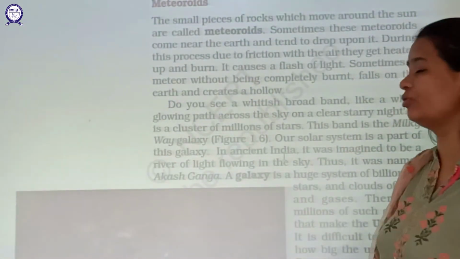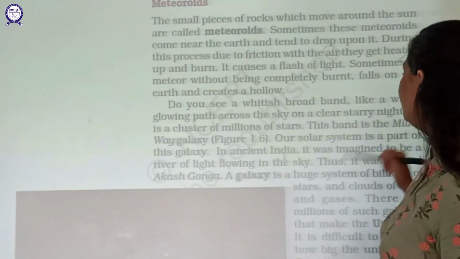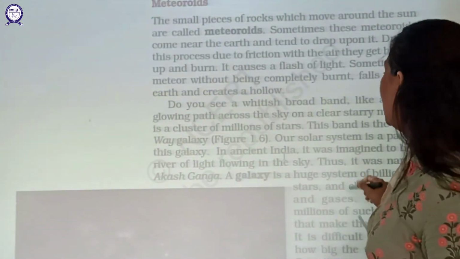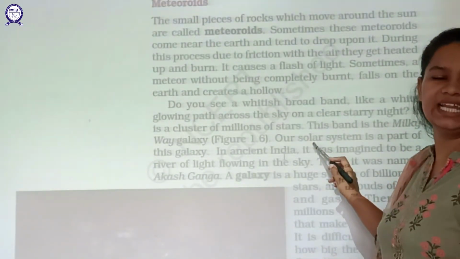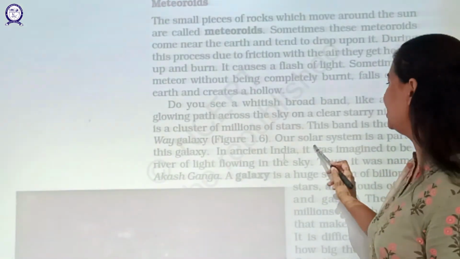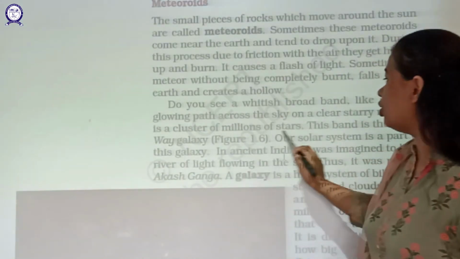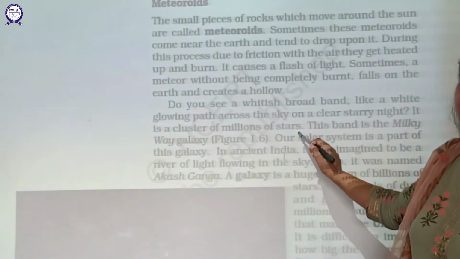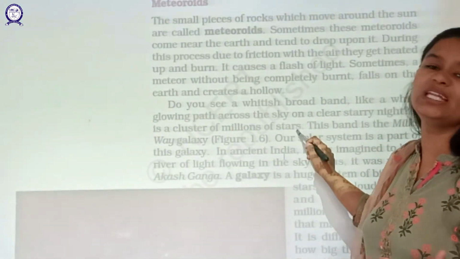Now we will discuss one other term, and that is universe. Now what is the universe? We have two or three concepts involved here. What is a galaxy? What is the universe? So let's begin, students. We can say a cluster of millions of stars. Cluster means group. A group of millions of stars.